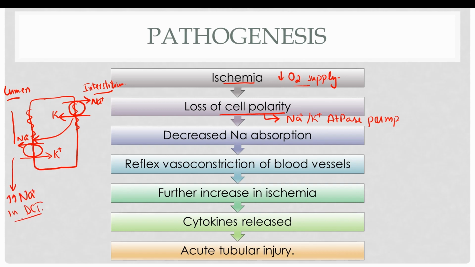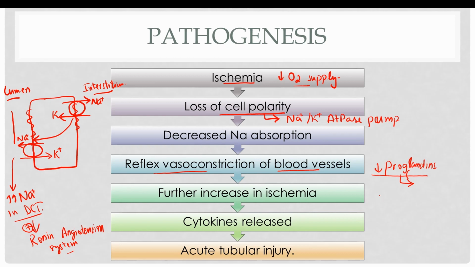So the presence of increased sodium in the distal convoluted tubule activates the renin-angiotensin system, which causes reflex vasoconstriction of blood vessels. This feedback mechanism is known as tubuloglomerular feedback. Moreover, there is also a decreased secretion of prostaglandins or prostacyclins, which are specialized prostaglandins that cause the dilation of blood vessels. Decrease in prostaglandin favors vasoconstriction.